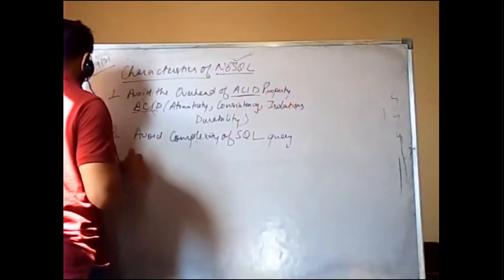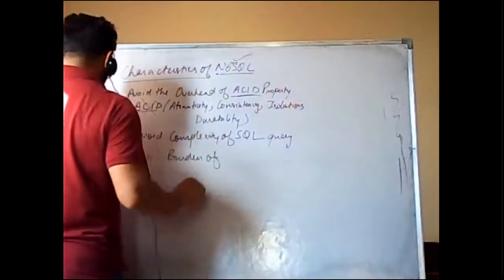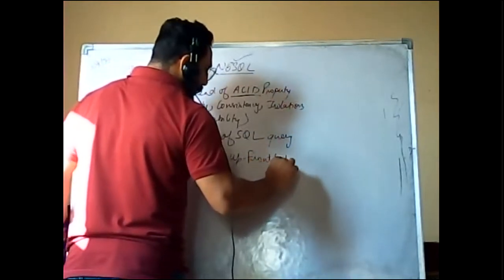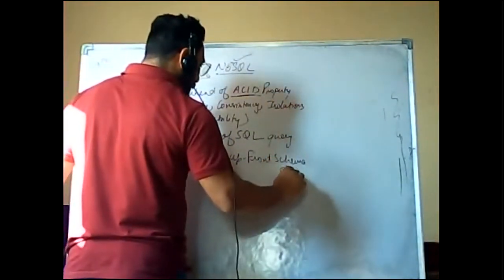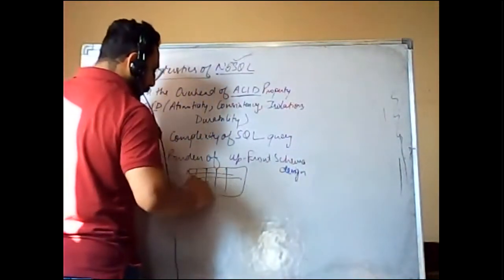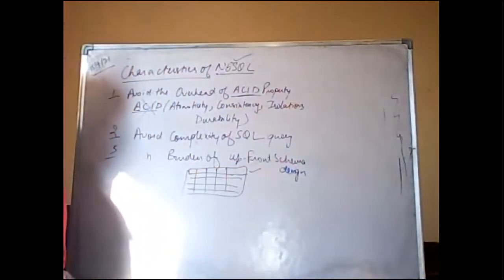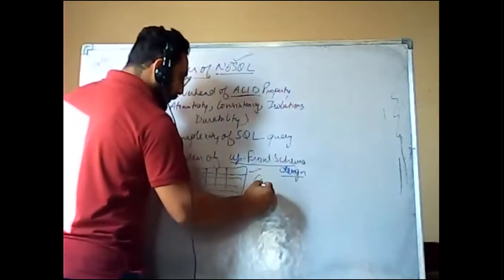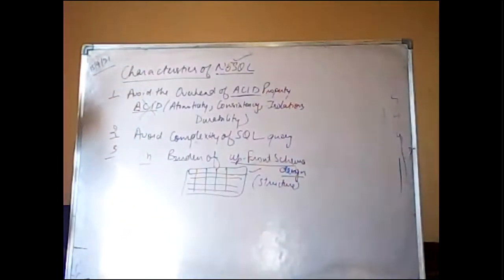Third is avoid the burden of upfront schema. Schema is your structure. Schema design is the structure of your table. In SQL, there is a different schema to draw your table. That is why NoSQL avoids the burden of upfront schema. Schema is all structure, the structure of your table. NoSQL avoids that.